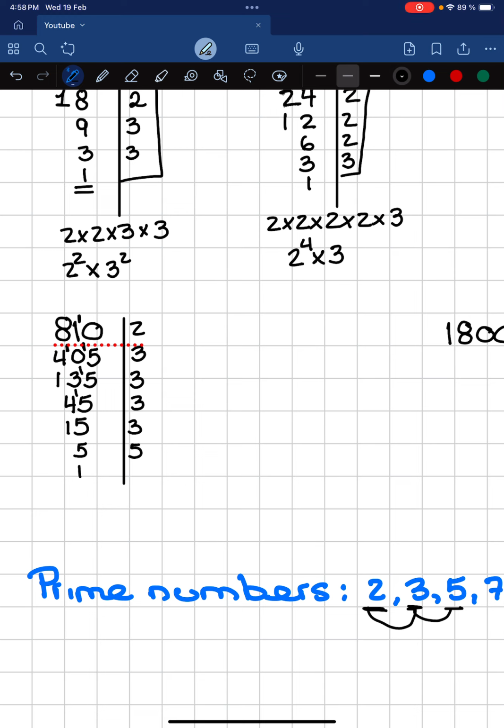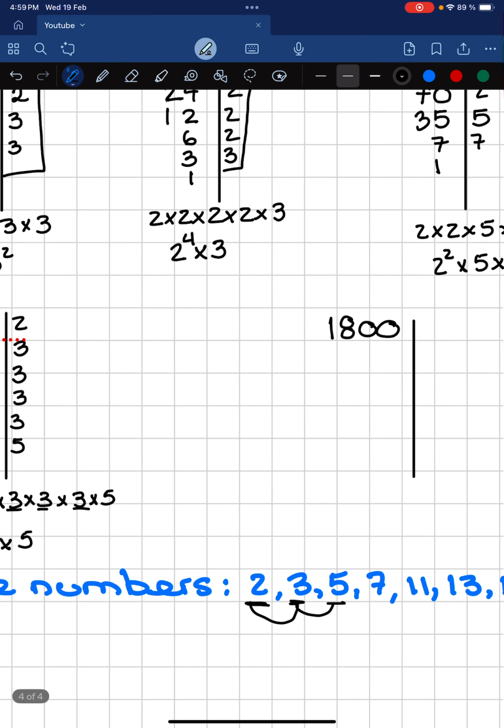We already finished. The result is 2 times 3 times 3 times 3 times 3 times 5. Or, using powers or exponents, it would be 2 times 3 to the power of 4, because we have 1, 2, 3, 4 threes, times 5. And that's it. We're finished.